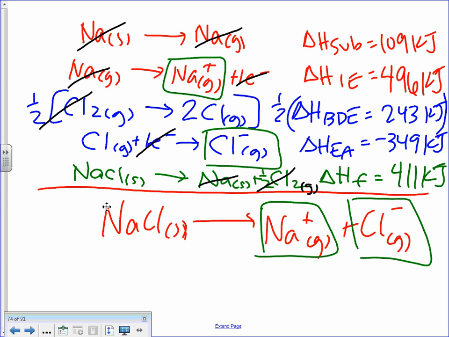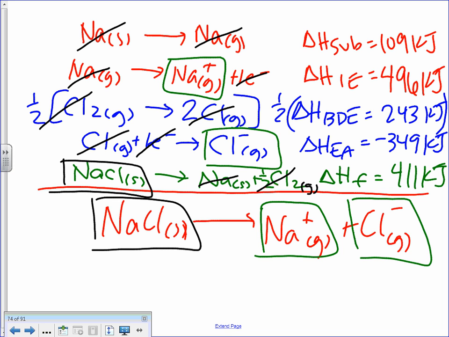Okay, chlorine gas by itself cancels here and here. And then this stays. Everything's there that we need. What do you do to find the lattice energy? Add them up. So you would do 109 plus 496 plus a half of 243 minus 349 plus 411.